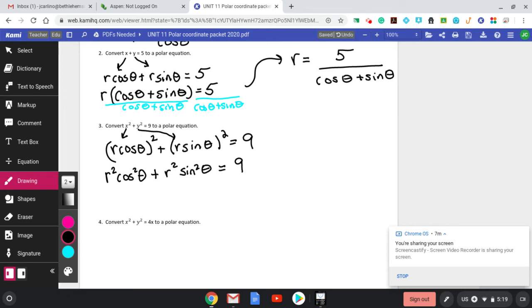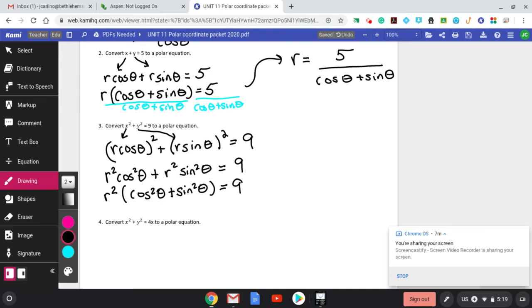Okay, now remember we got to get r by itself, and very similar to number 2, what can we do? Both of them have an r squared, so I can factor out r squared. And when I factor out r squared, what am I left with? Cosine squared plus sine squared. Ooh, beautiful. Equals 9.